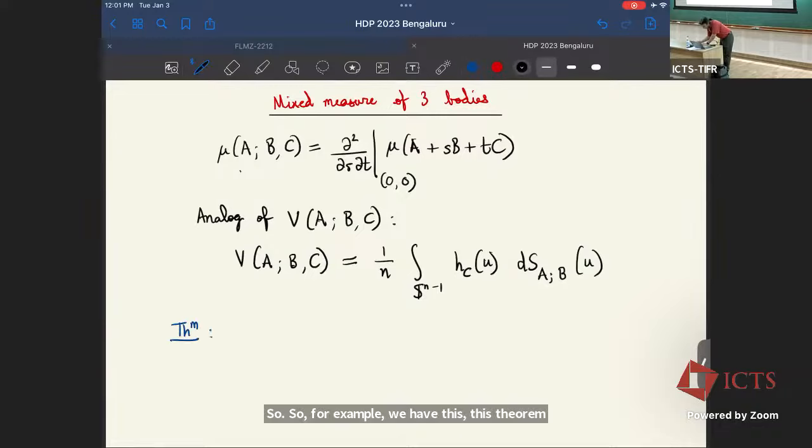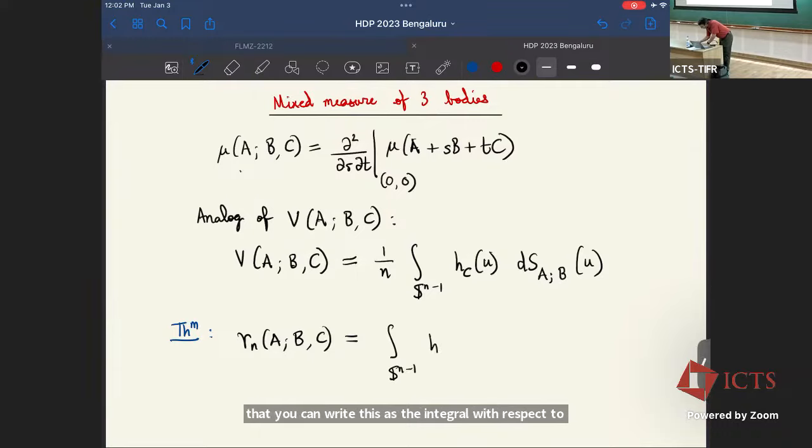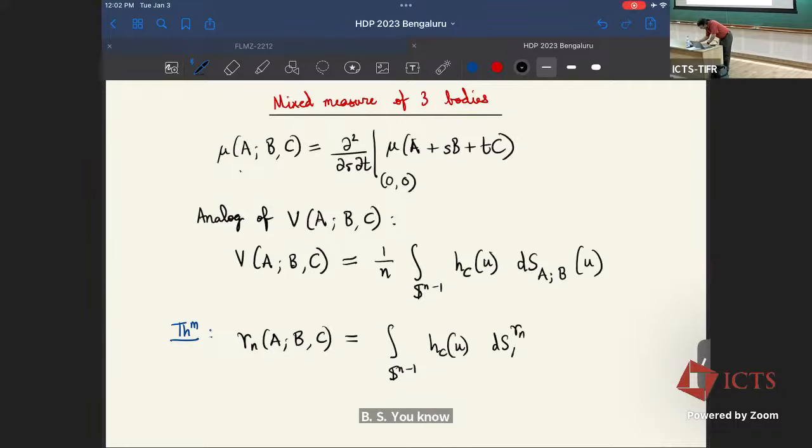So for example, we have this theorem, which basically says that, I'm just going to write down the Gaussian case because it's easier. So if I look at gamma n of A, B, C, but you can actually do this for any reasonably nice measure. If these are convex bodies, then you can write this as the integral with respect to the sphere of h_C of u times dS, gamma n.